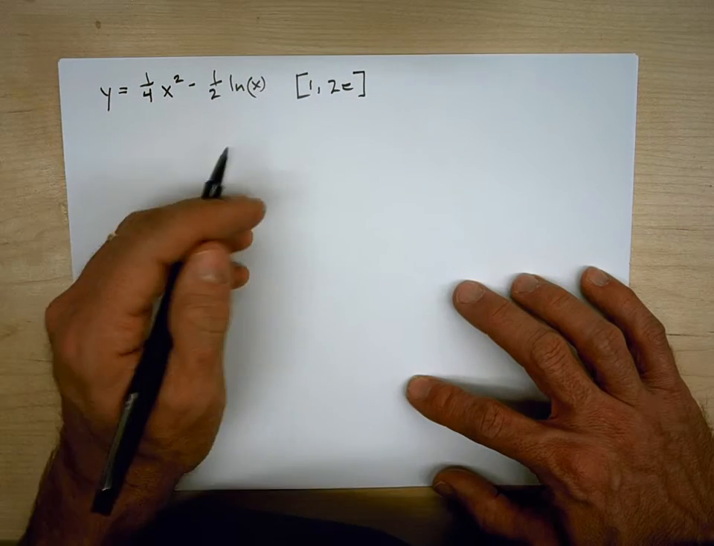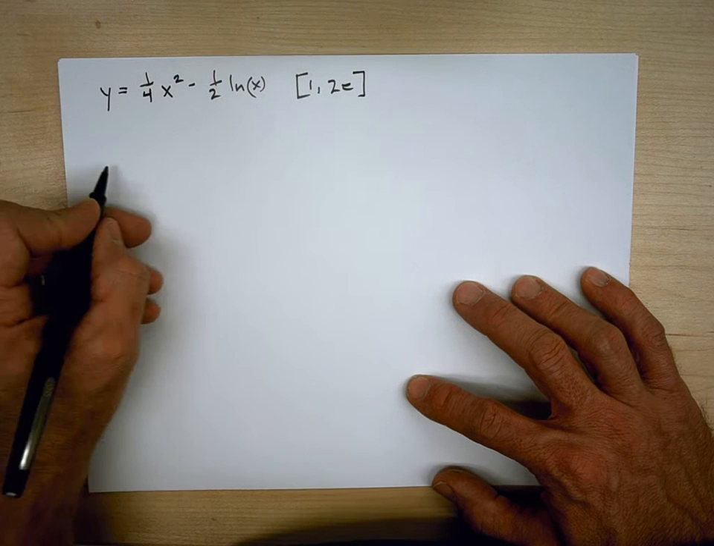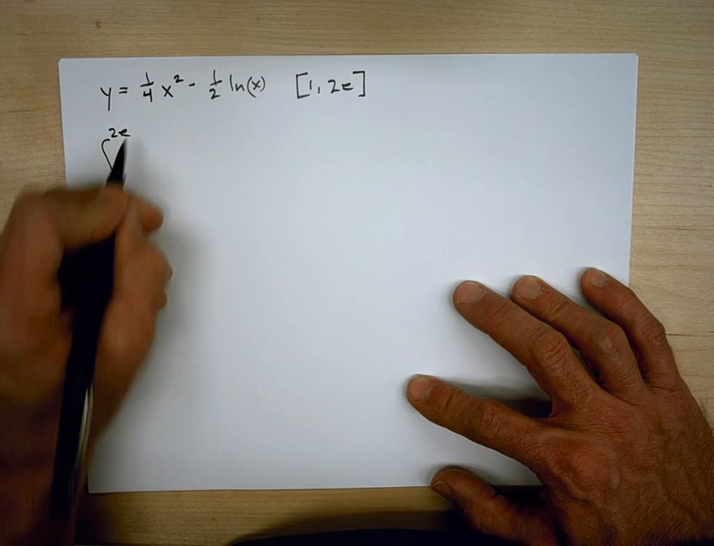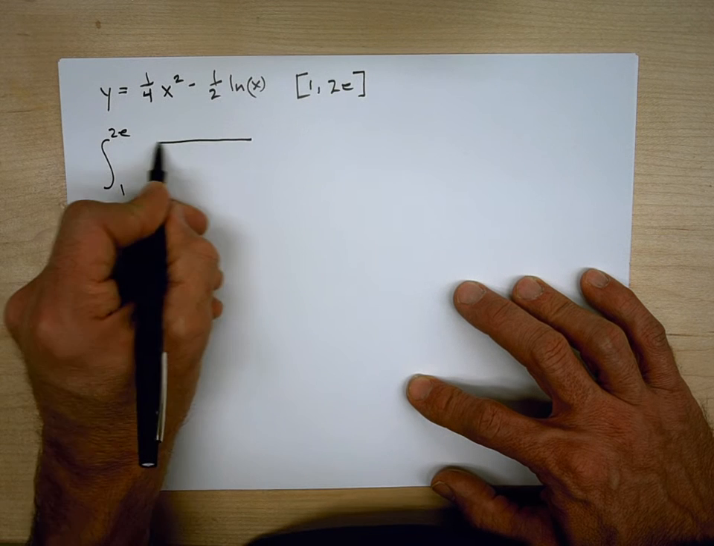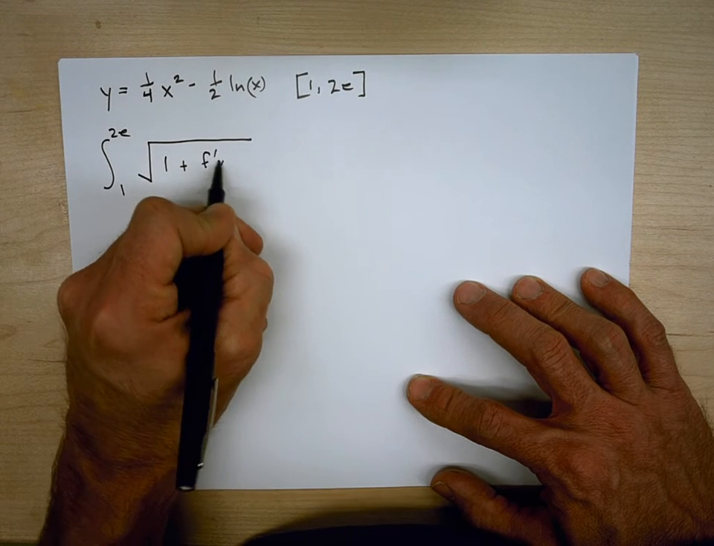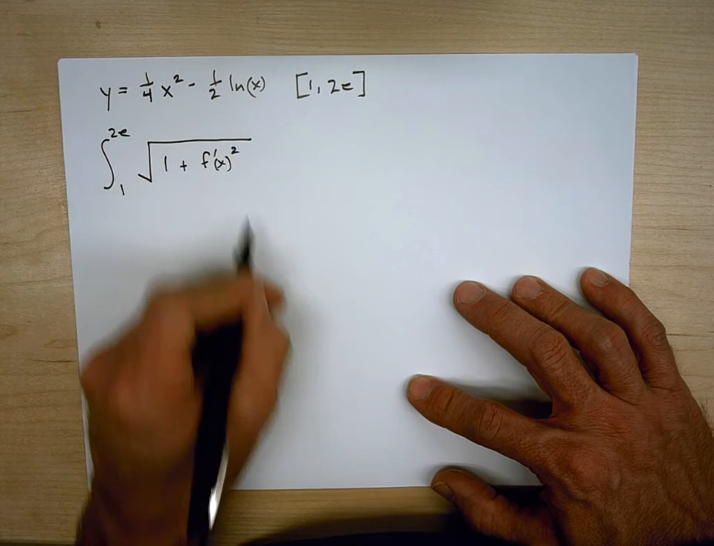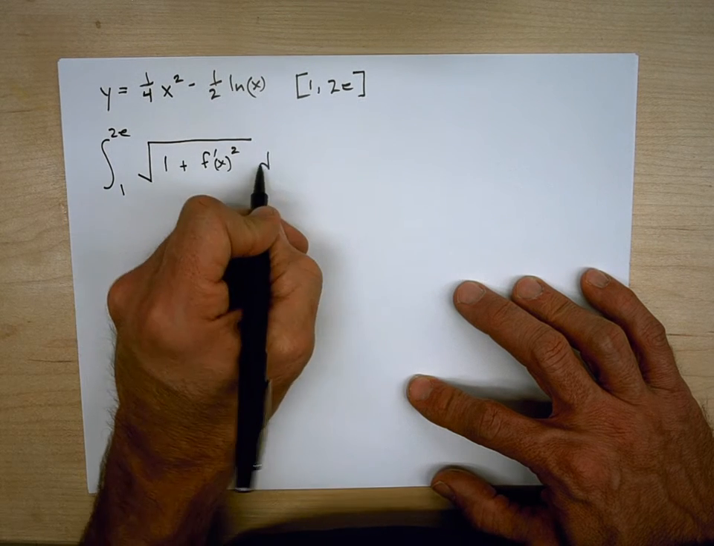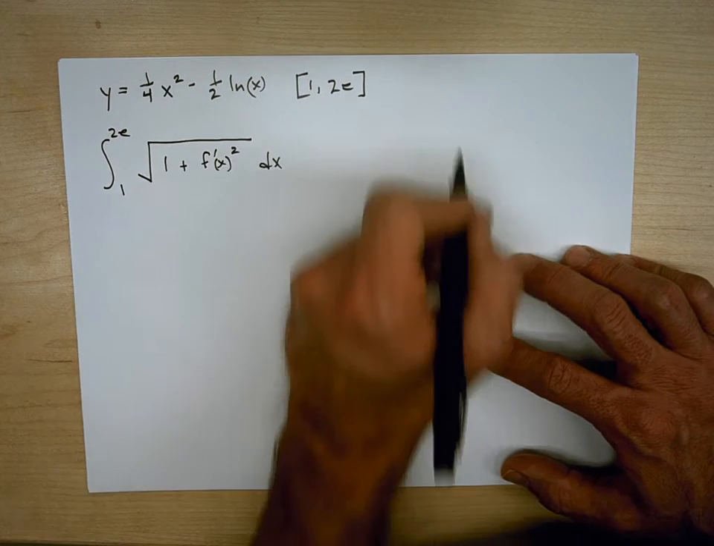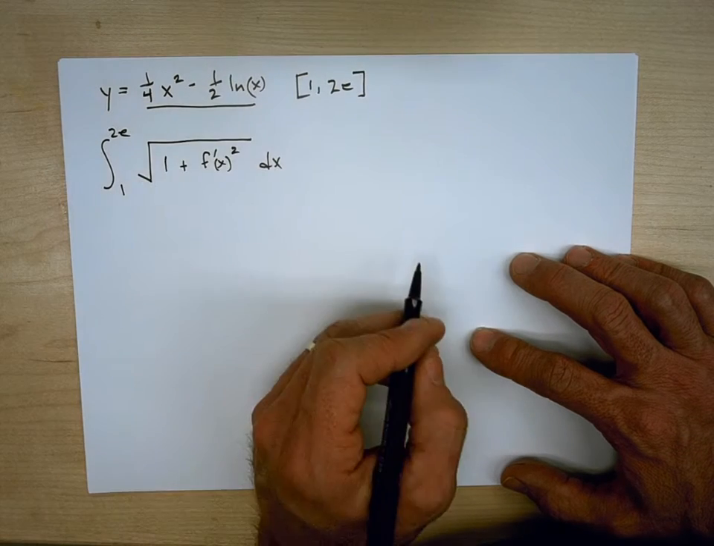Recall our arc length formula: we're going to integrate from 1 to 2e, and we're going to take 1 plus the derivative of the function squared. That will be our integrand. Take the square root of that, and that's what we will integrate. So the first thing here is to find the derivative of this function.